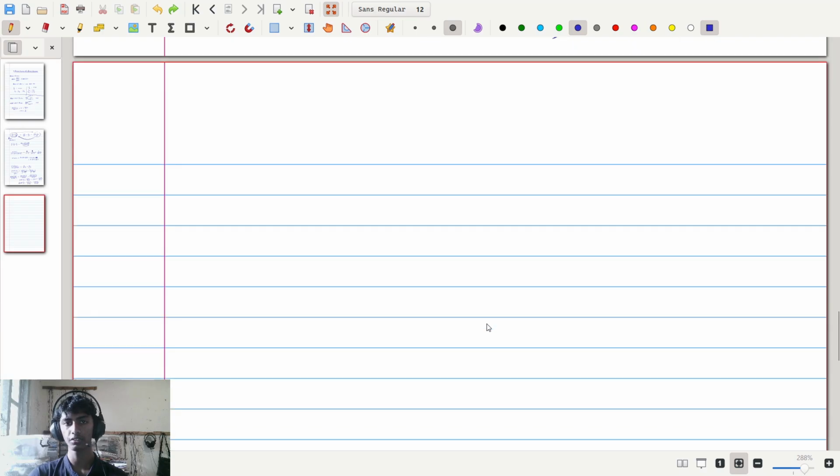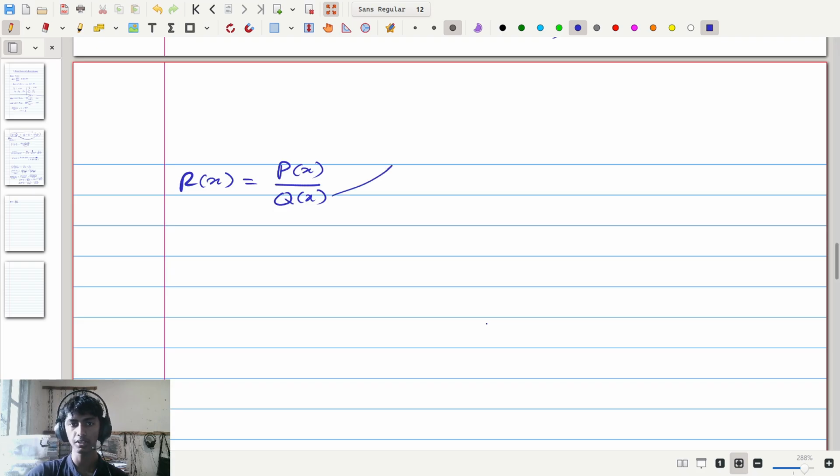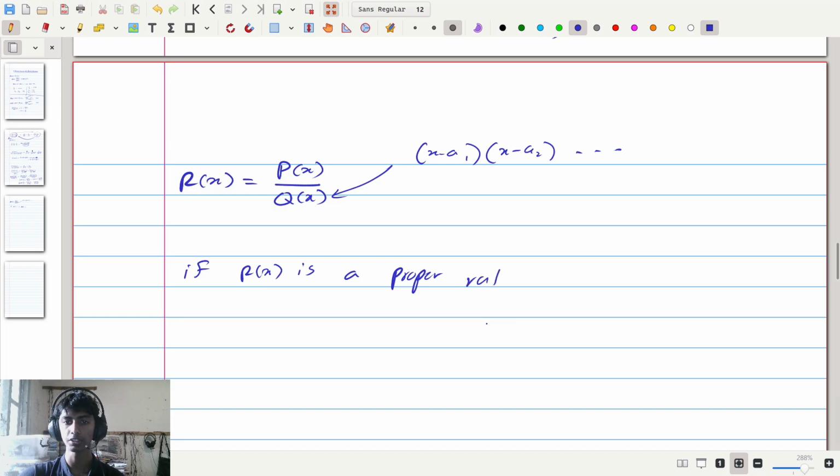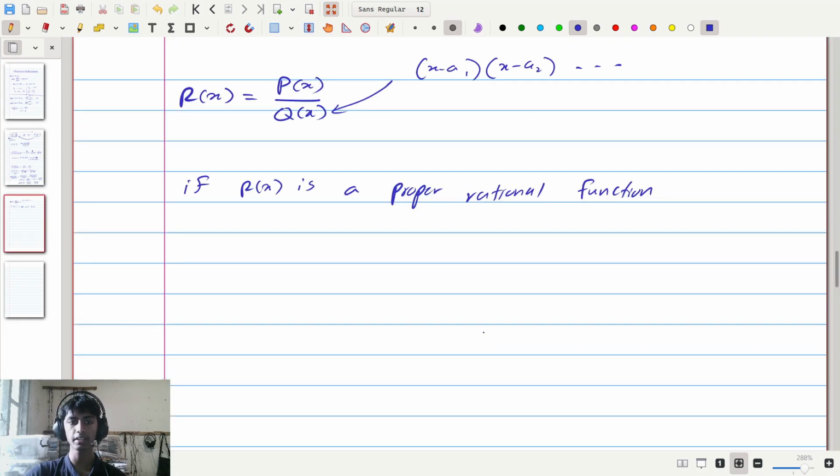So then, considering the two cases, if we have Rx equal to Px divided by Qx, where Qx is factorizable into some other factors, which for now I'll say Qx is equal to x minus a1 times x minus a2, and a bunch of factors. If Rx is a proper rational function, meaning that the order of Px is less than the order of Qx, it would mean that there's no whole polynomial part, and we can write this as something divided by x minus a1 plus something divided by x minus a2 all the way along.